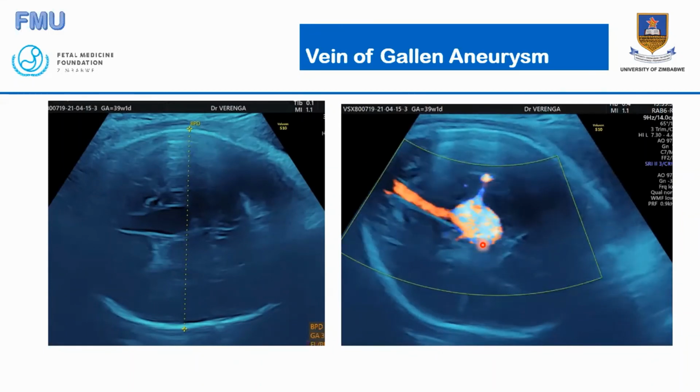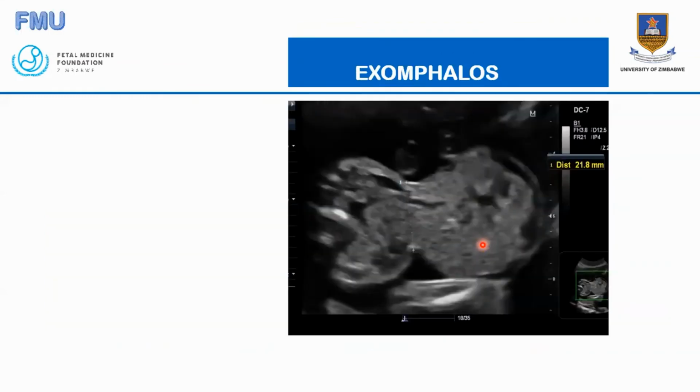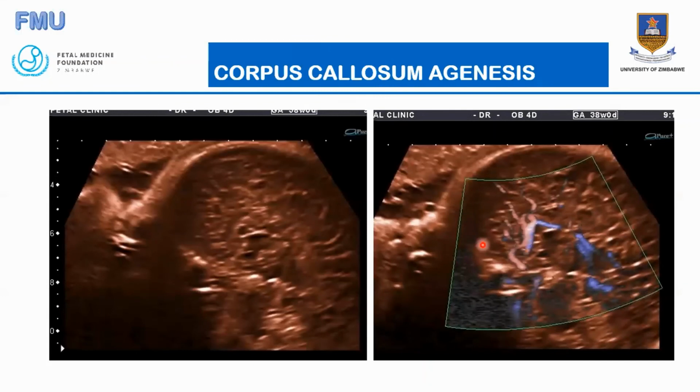This is one of our cases here. We are here to follow up on the surgical intervention of this case. All right, I've already taken you through this.